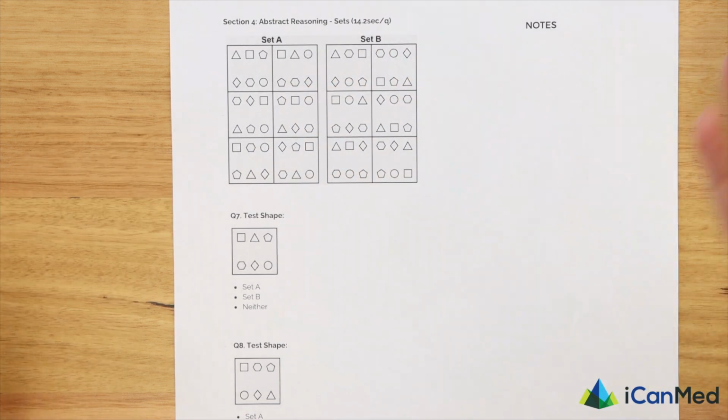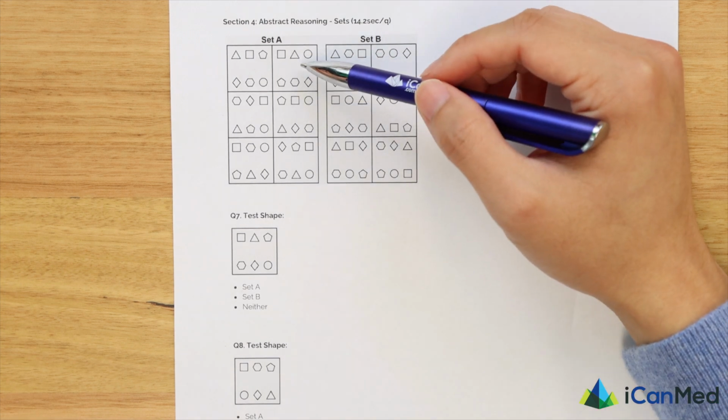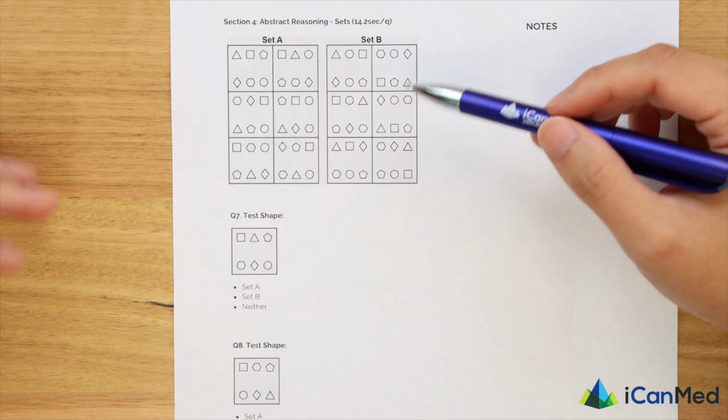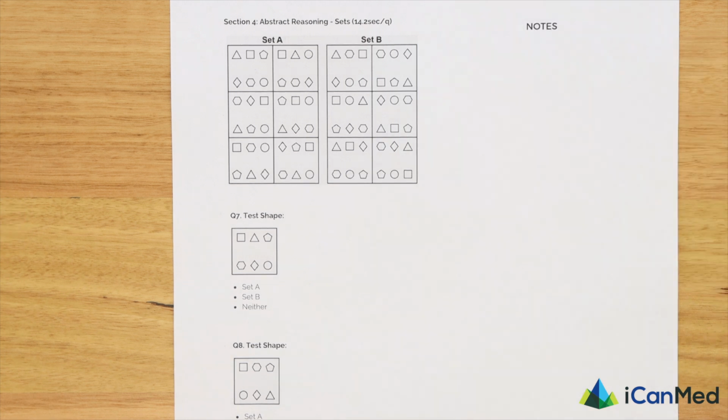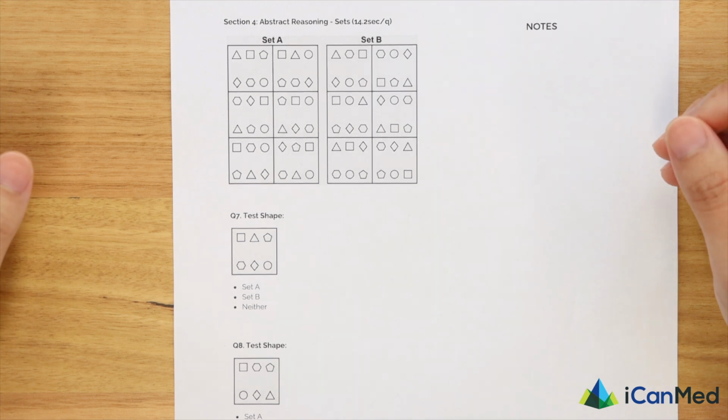Now, the reason why you're given 2 sets is because there will be one pattern for set A and one pattern for set B. And they will be quite similar, but ultimately at the end of the day, they have to be different patterns. So you have to have a set of patterns for set A which will distinguish itself from the set of patterns in set B. They cannot be exactly the same. There has to be some sort of difference to distinguish the 2 sets.